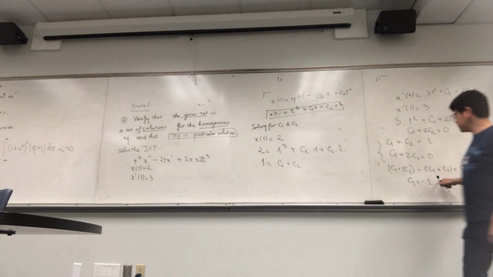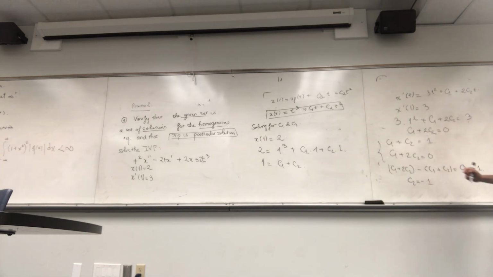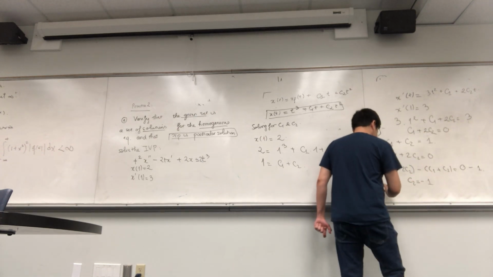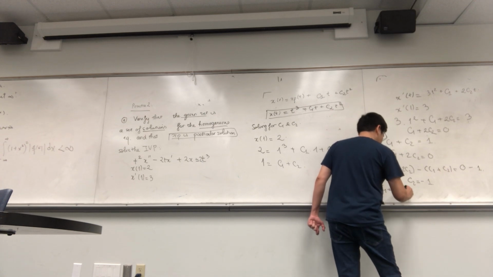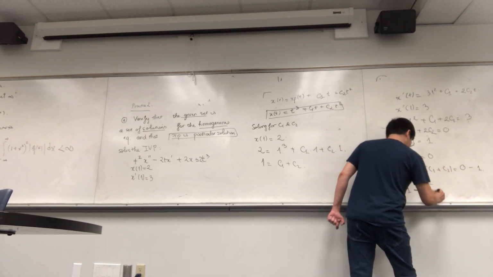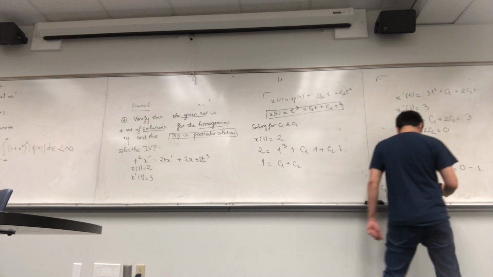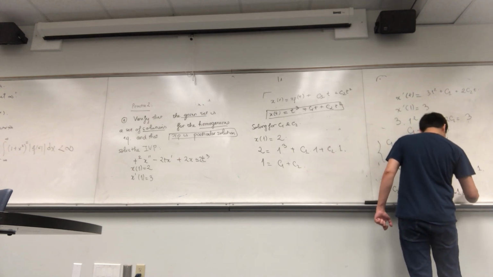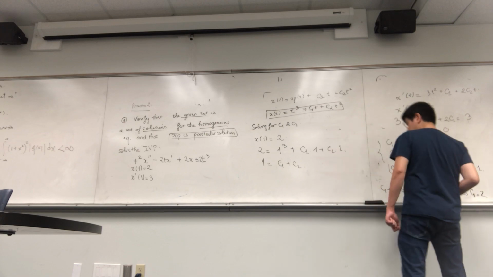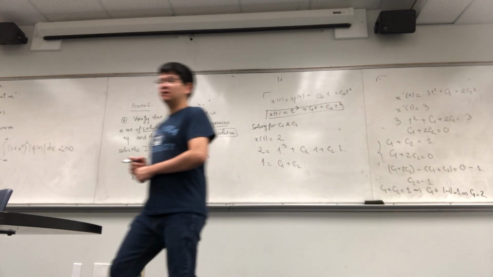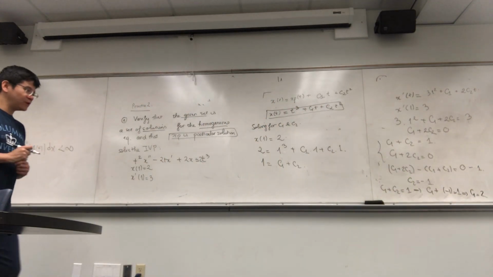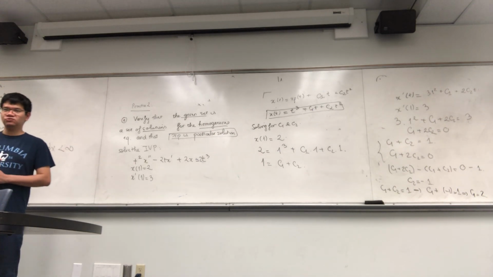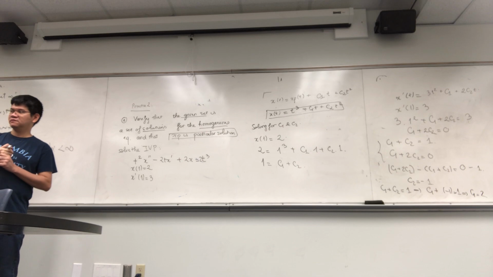So you plug c2 into the first equation, right? So you have c1 plus c2 is 1, which means that c1 plus minus 1 is 1, so c1 is 2. All right? So now what is the general form of the solution? Yes? x equals t cubed plus 2t minus t squared.